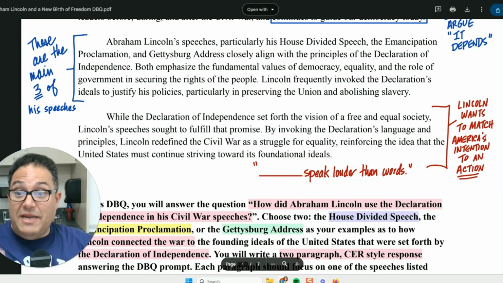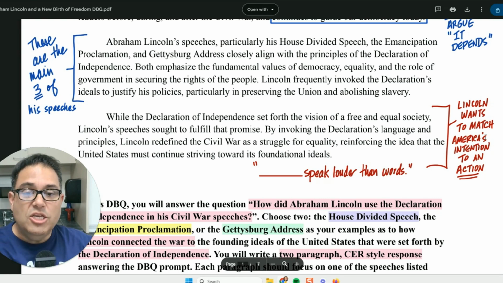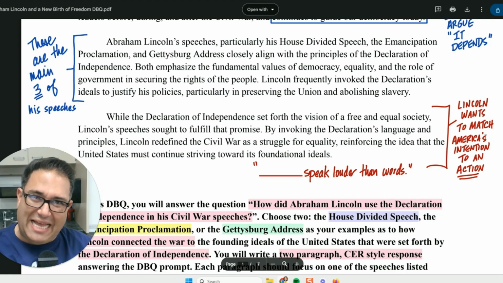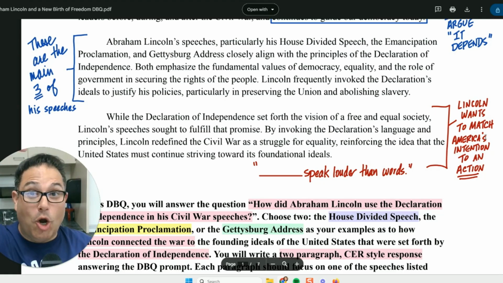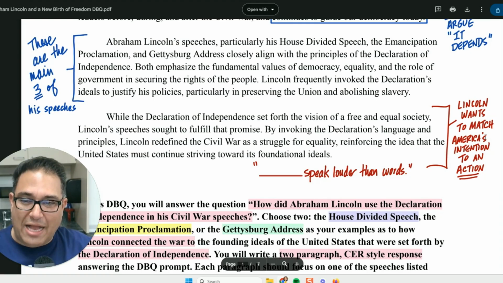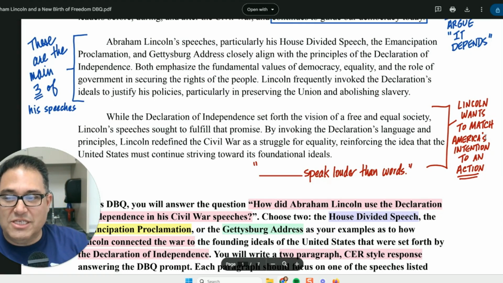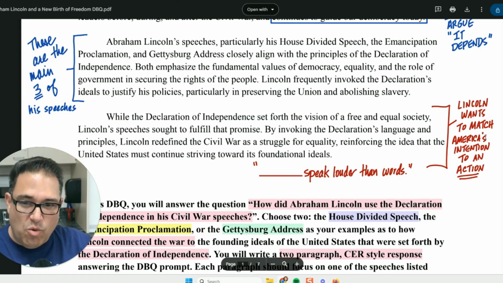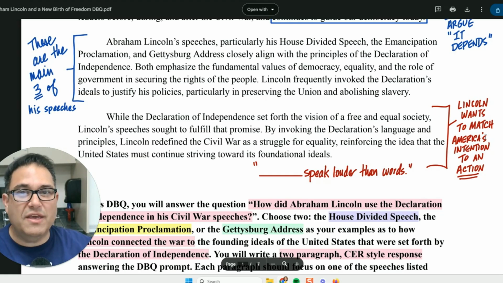While the Declaration of Independence set forth the vision of a free and equal society, Lincoln's speeches sought to fulfill that promise. In other words, you take the words of the Declaration and you match that to our intentions, our goals, our hopes and dreams that we list in the Declaration, and now we want to pair that to an action. By invoking the Declaration's language and principles, Lincoln redefined the Civil War as a struggle for equality, reinforcing the idea that the United States must continue striving toward its fundamental ideals.